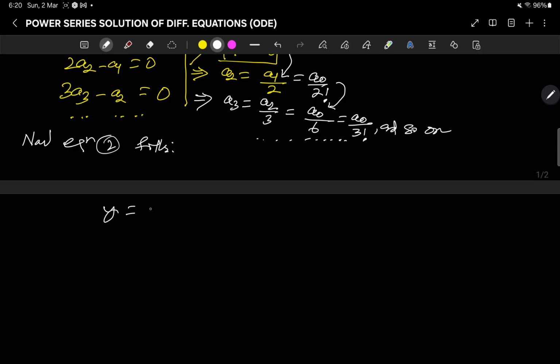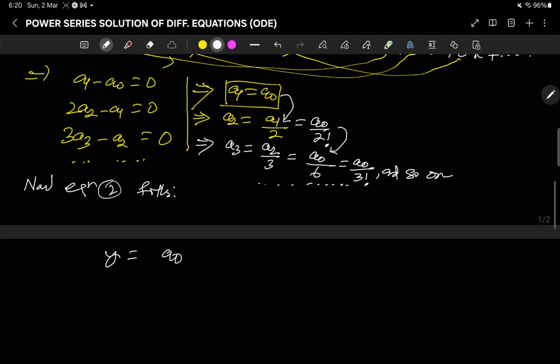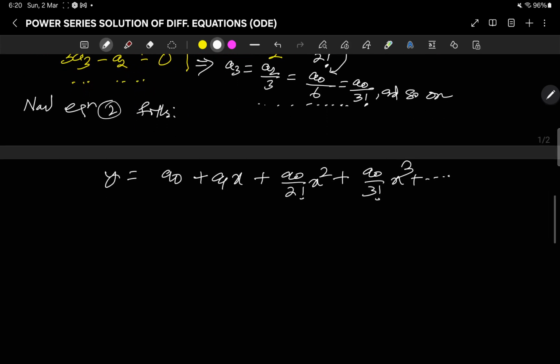Here y is equal to a0, and here a1 is a0, a1x, a2 is a0 by factorial 2 x square, and a3 is a0 by factorial 3 x cube, and so on. So this is equal to taking a0 common: 1 plus x square by factorial 2 plus x cube by factorial 3.